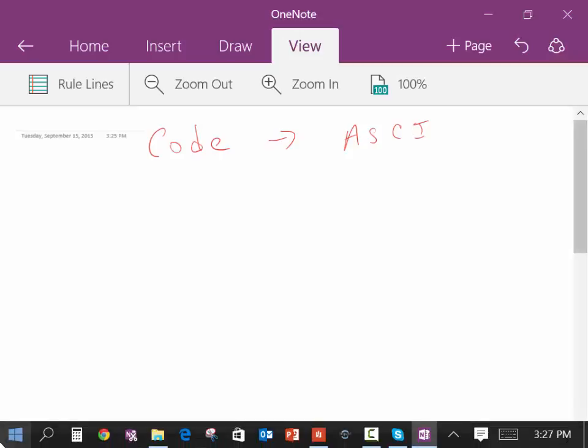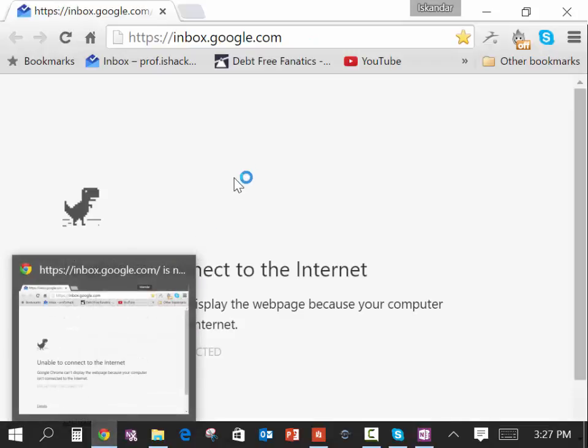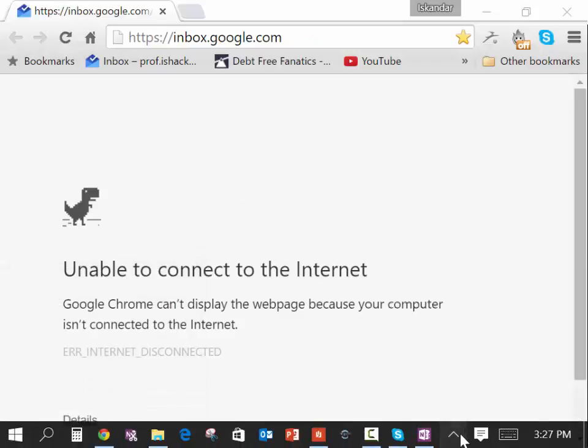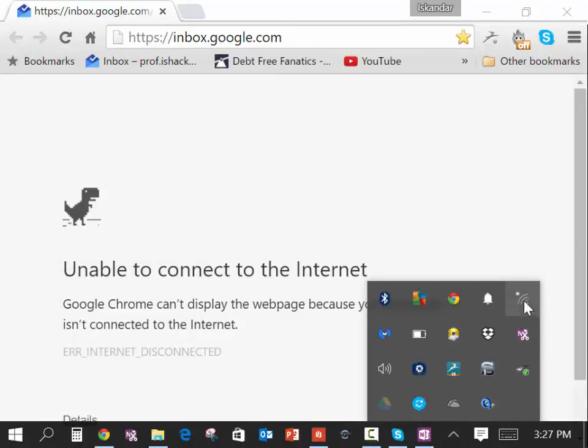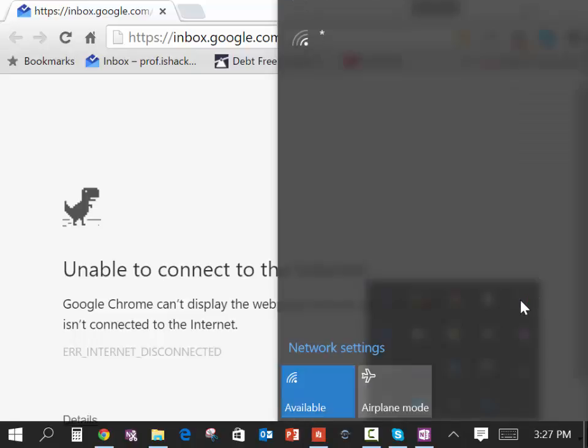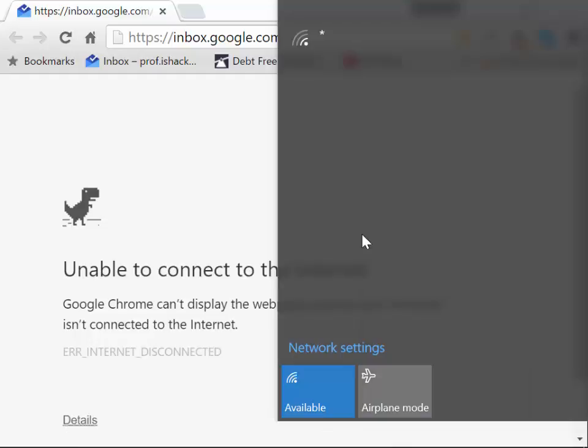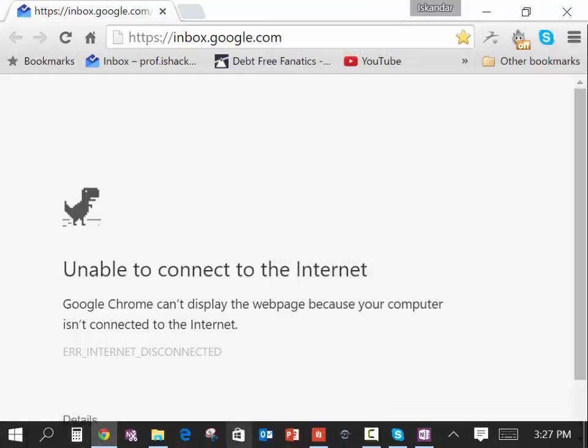And I don't know if I've got internet in this room or not. Nope. Maybe if I do this here, network settings, it doesn't see any networks. It sees no networks in this room. Okay, that's fine.